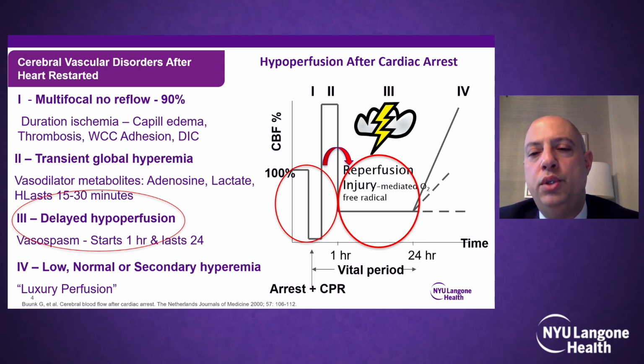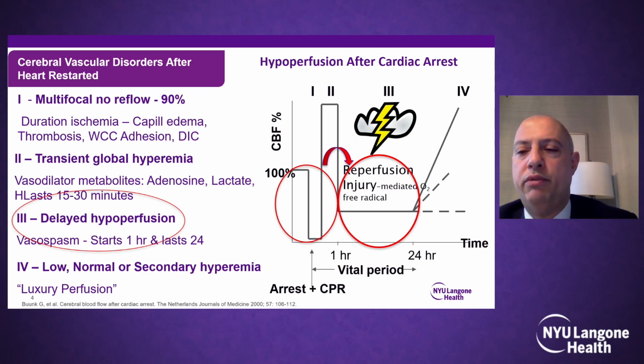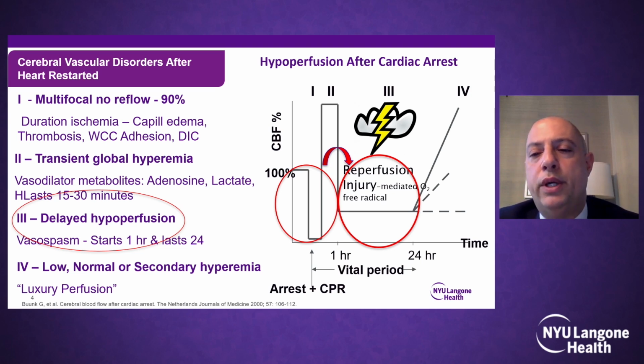Initially, as you can imagine, you get a period of reactive hyperemia. So if you restart the heart, then blood flow doubles for about 30 minutes or so, as we know physiologically in any situation where the tissues have been deprived. But then what happens is this: blood flow drops down to about 50% of baseline, and this can go on for more than a day or longer. And this is a period of delayed hypoperfusion.